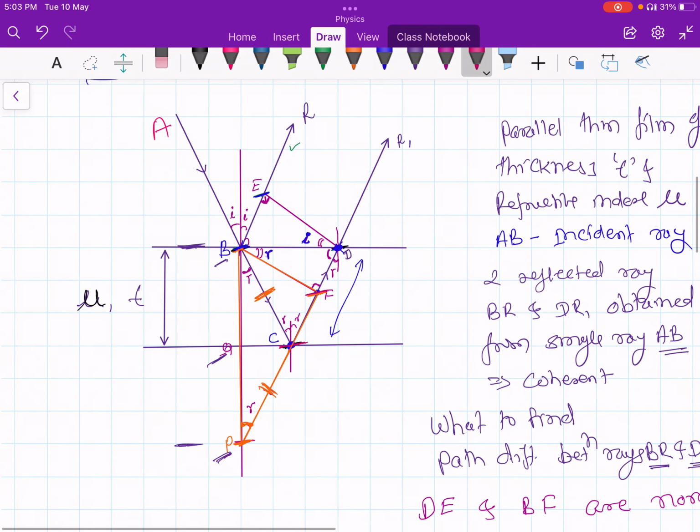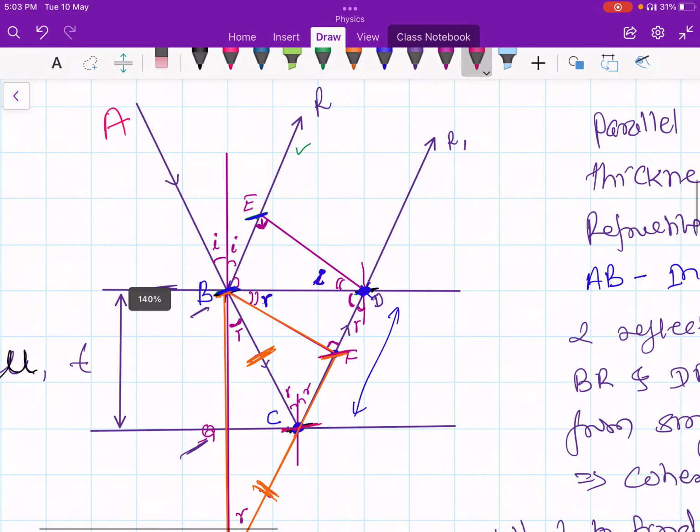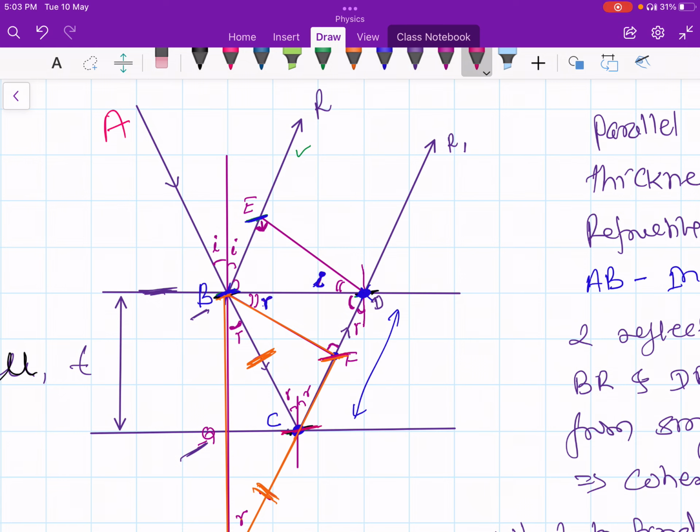Let's see the diagram. Now we have two rays, BR and DR1, these two rays. We have to find, is there any ray reflected from the denser medium? See, at point B, BR is a reflected ray from the film. Film is the denser medium. So our ray BR is reflected from the denser medium. So there would be a path change of lambda by 2.